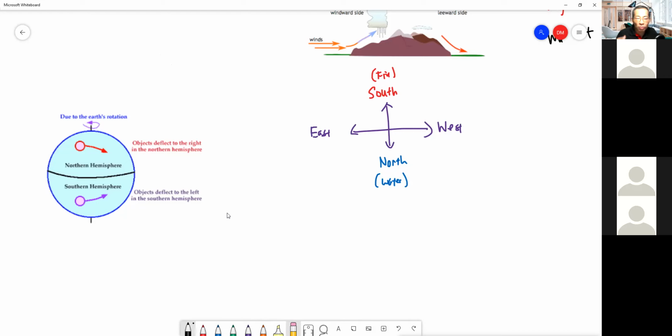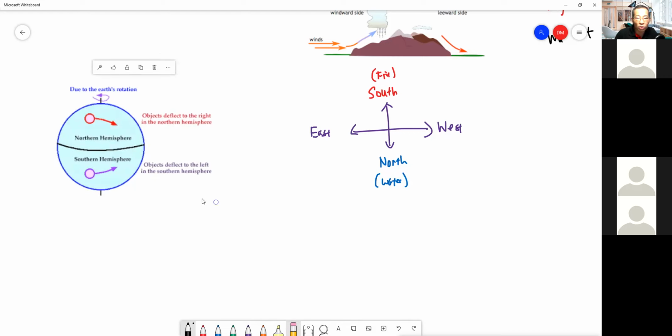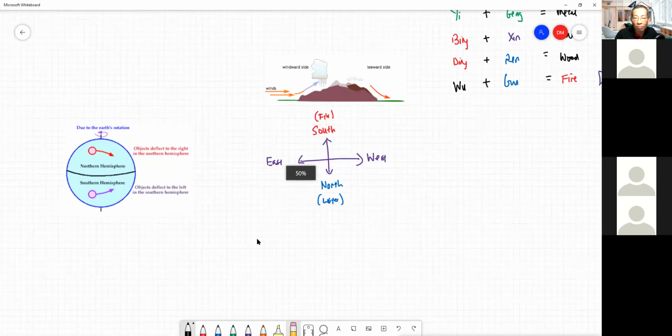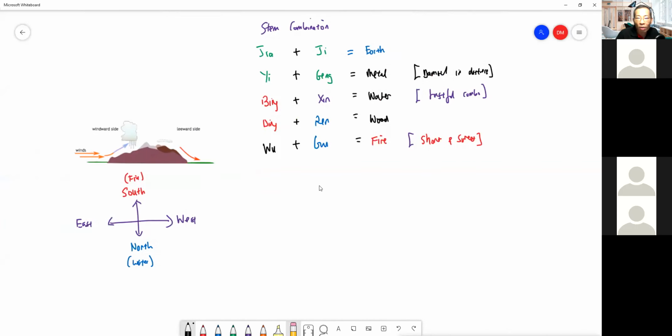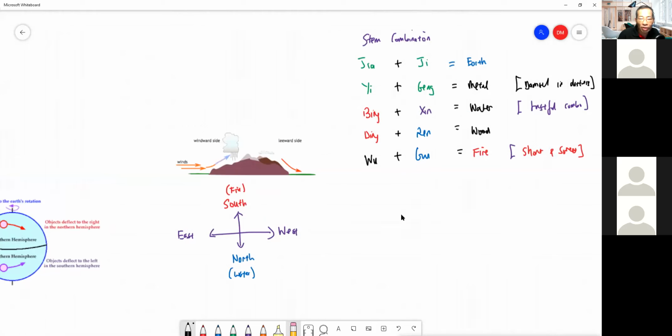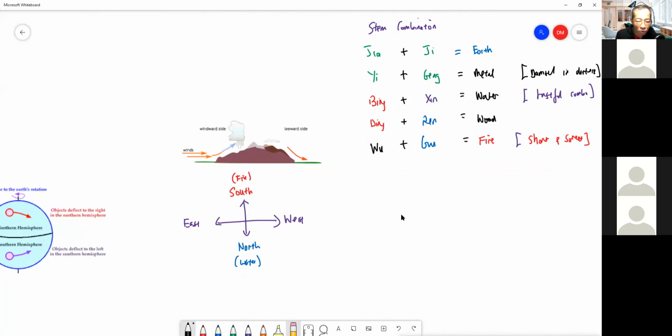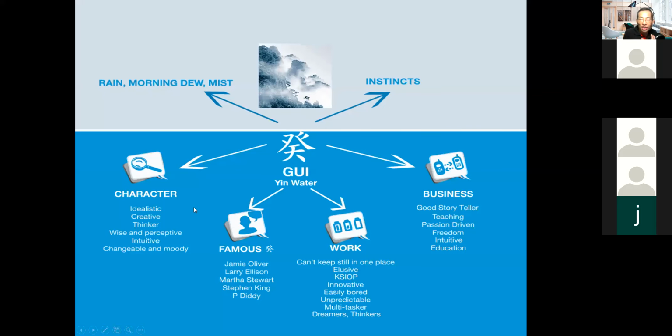All right, so this is how we come to understand a little bit of the application of the directions, and how these combinations will be very useful later when we come into our reading. Now with this in mind, let's move on to Kueh water as we wrap up the last part.